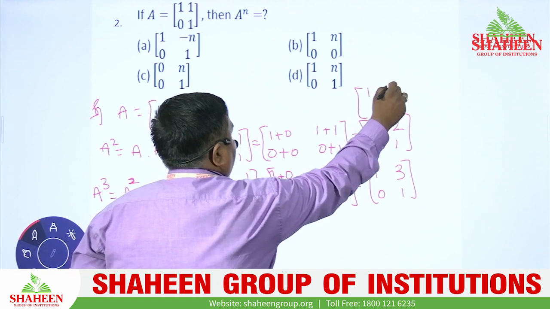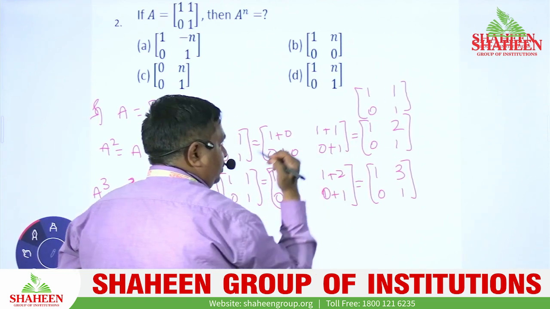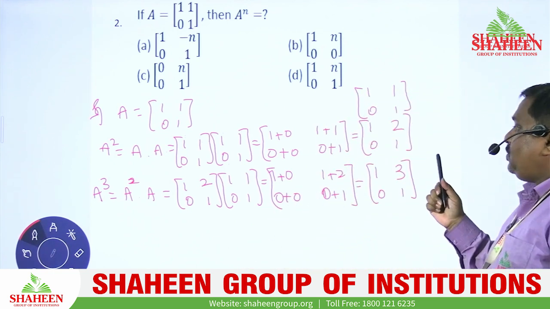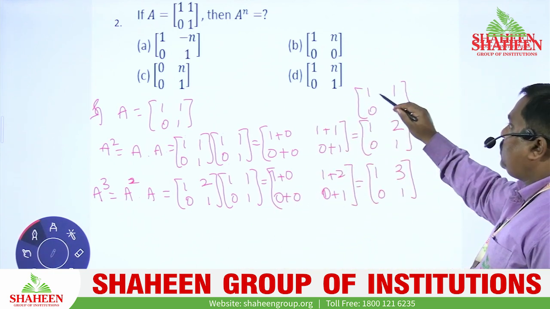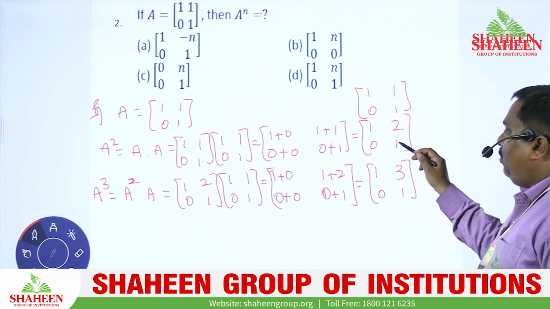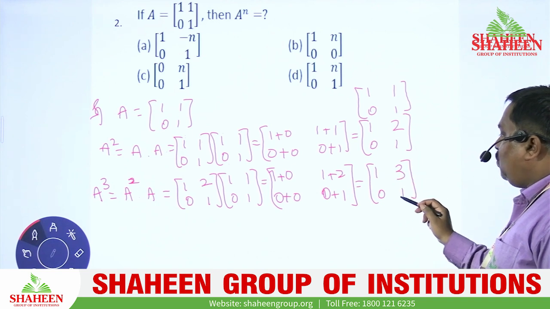What is matrix A? Matrix A is 1 1 0 1. Matrix A square is 1 2 0 1. Matrix A cube is 1 3 0 1.